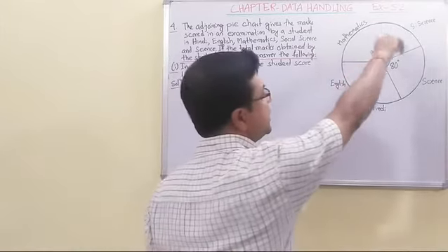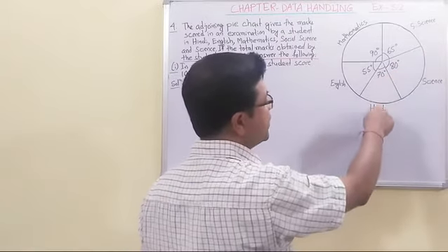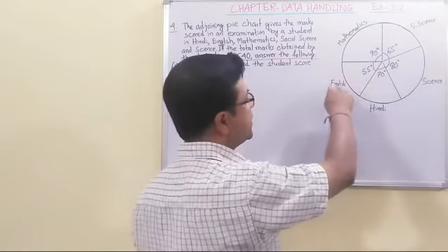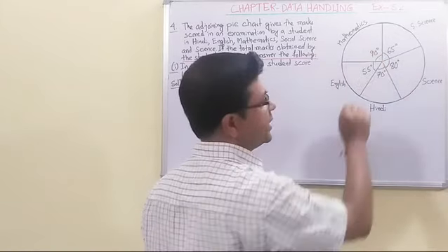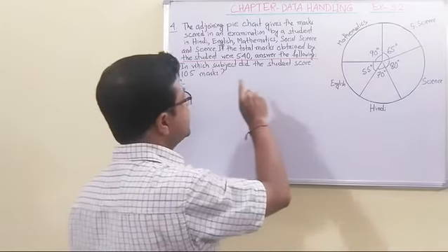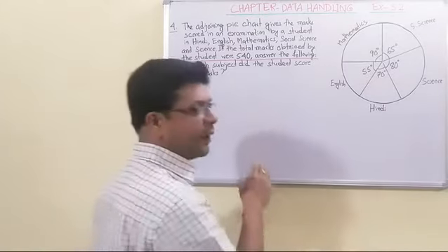Dear student, this is the given pie chart. Here you can see only the central angles are given. For Hindi, the central angle is 70 degrees. For English, the central angle is 55 degrees. For Mathematics, the central angle is 90 degrees. But here we have to find in which subject the student scored 105 marks.